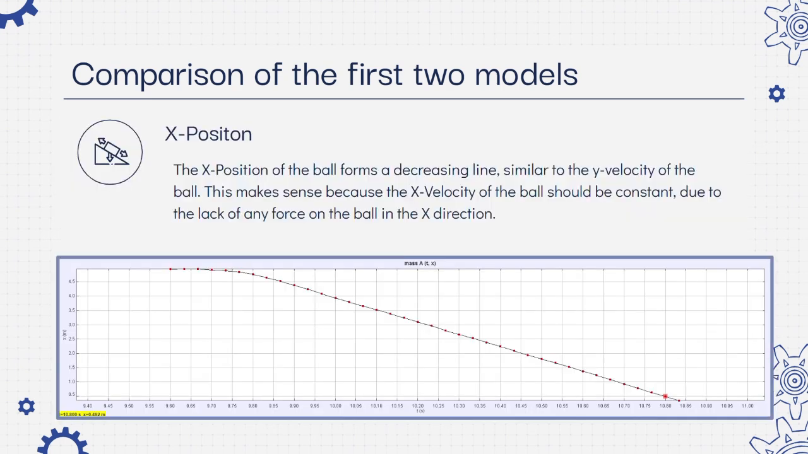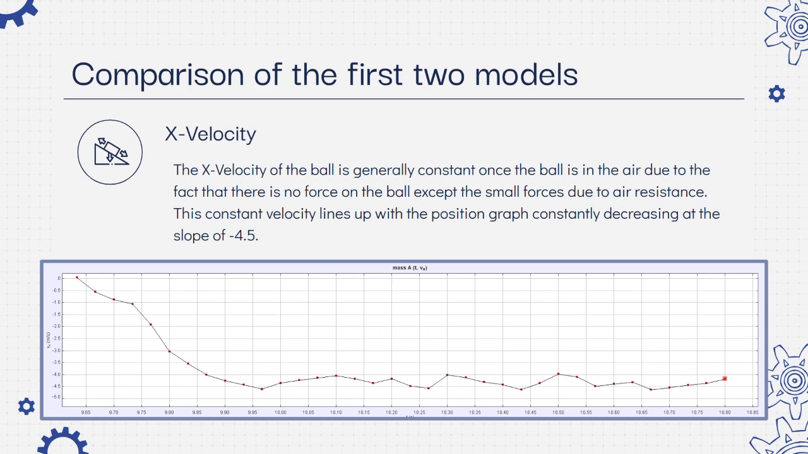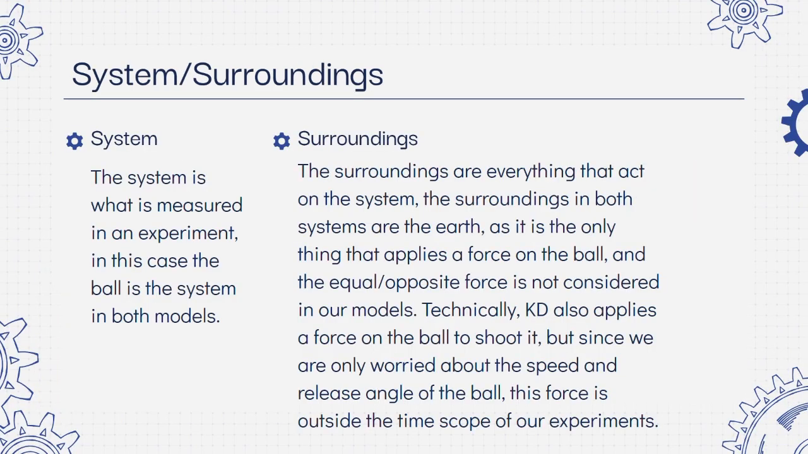Here's the x position. We know that the x position is going to be a constantly changing line because there is no force on the ball in the x direction. And then here we can see once the ball is shot at around 9.8 seconds that it's pretty much constant along that line. So our system is the ball, and both models, pretty simple.